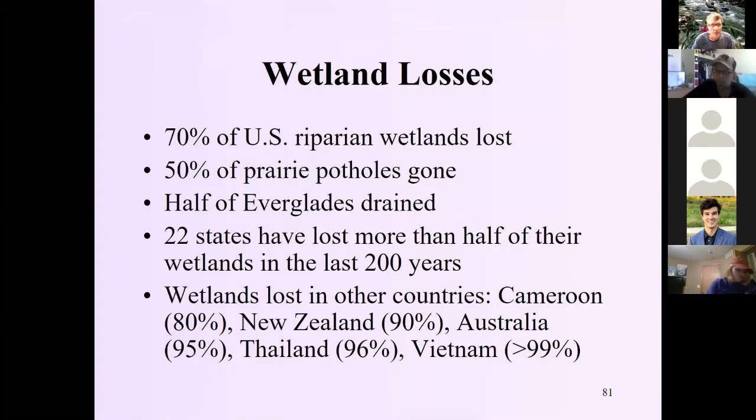Next, we'll talk about wetland losses. 70% of the United States riparian wetlands are lost. So many wetlands are associated with riparian areas. Do you guys know what riparian areas are? Is it just river related? Right. It's along the edges of rivers.